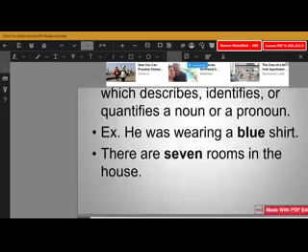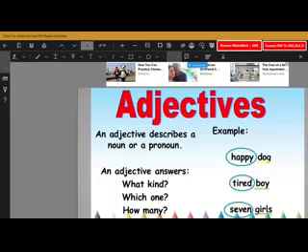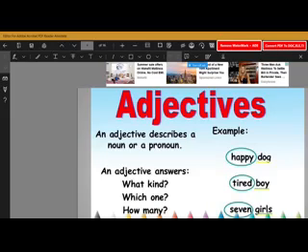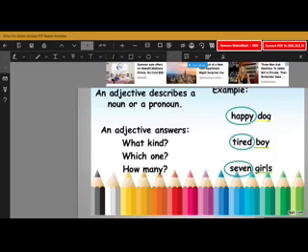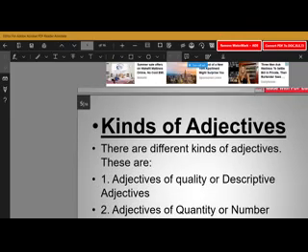Let's come to the next slide. Here adjectives are written, and it says this is something that describes a noun or pronoun. Sometimes it describes what kind of noun it is, or which one, or how many. See, happy dog means what kind of dog. Tired boy, what kind of boy is it? 7 girls. How many girls are there? There are 7 girls. I need that one. Which one? That one which is far from me. So that is how, in different ways, an adjective tells us something about the noun or the pronoun.